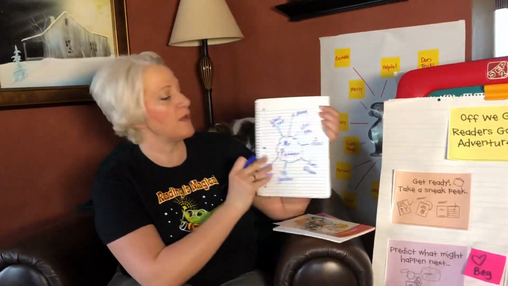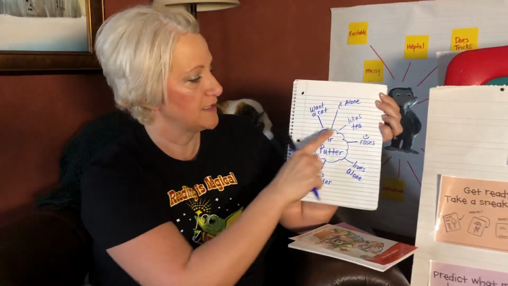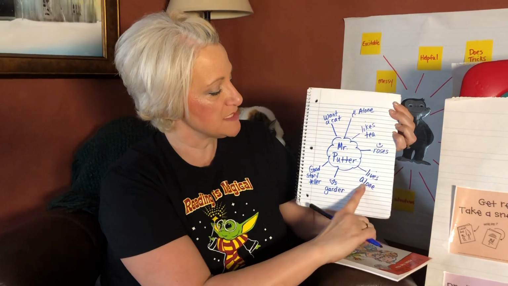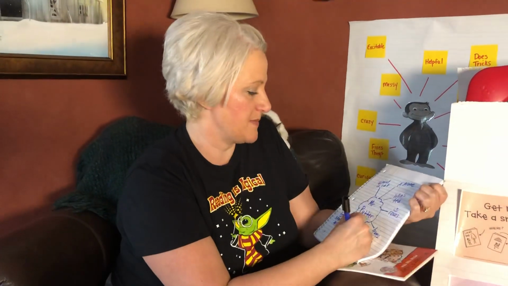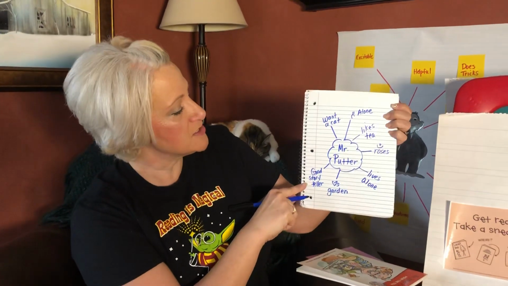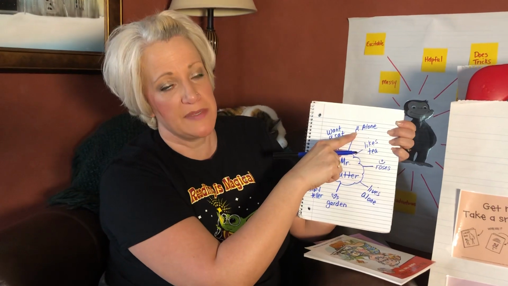So let's take a look at the web Miss Harris made. See, I wrote all the things that I learned about Mr. Putter. He likes tea, he loves roses, he lives alone, he loves to garden. Whoop, I made an R at the end. He's a good storyteller, he wants a cat, and he's sad about being alone.